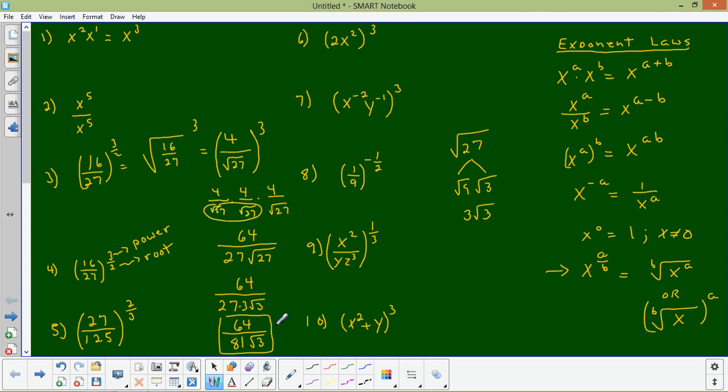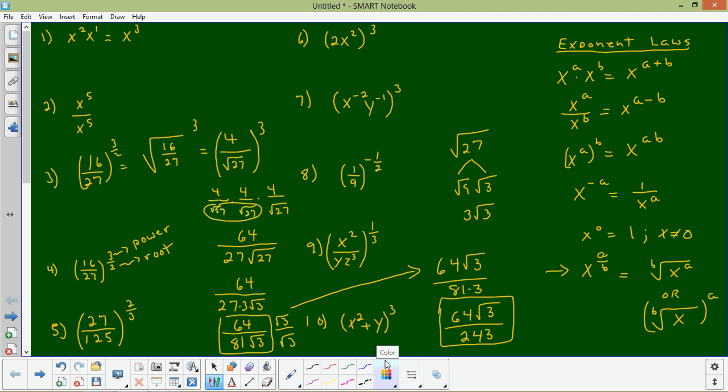64 over 81 square root of 3. You could multiply top and bottom by square root of 3. And you'd have in the numerator now, just write it over here, 64 square root of 3 over the square root of 3 times the square root of 3. Those two numbers together there are going to make a 3. So we'll have 81 times 3. So if you want to rationalize your denominator, it would be 64 square root of 3 over 243. So that answer would be acceptable as well. It's an equivalent answer with a rationalized denominator.